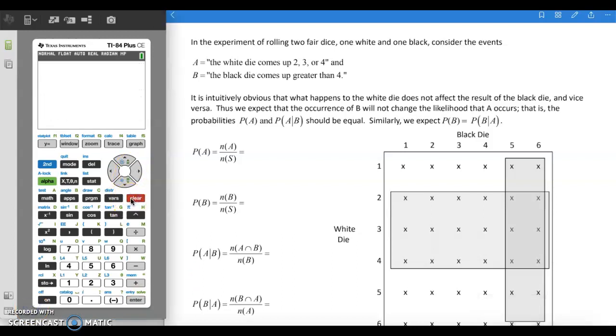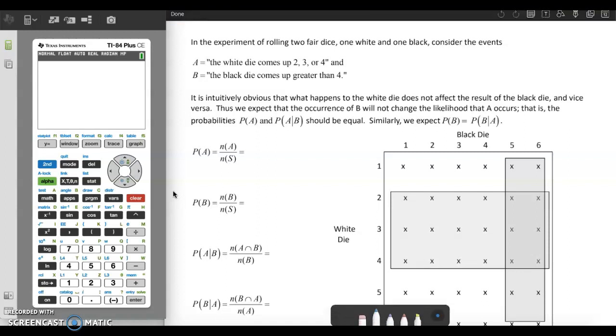In our next example, we are going to back up or illustrate another set of formulas that we talked about earlier in the section, which is the idea that if you have two independent events, there was a formula that said the probability of A should be equal to the probability of A given B, and also the probability of B should be equal to the probability of B given A.